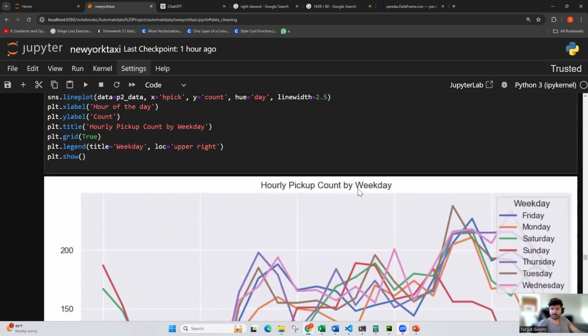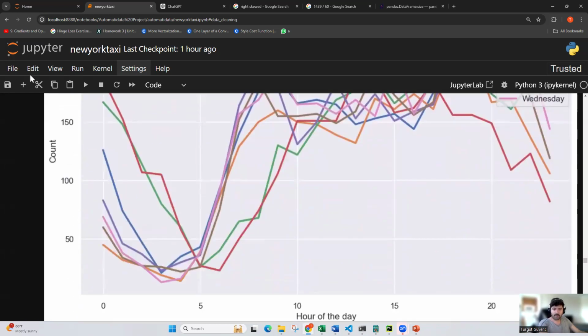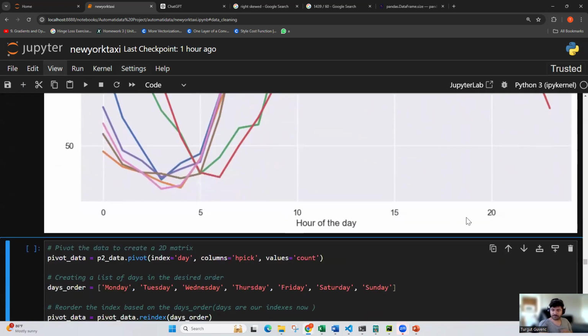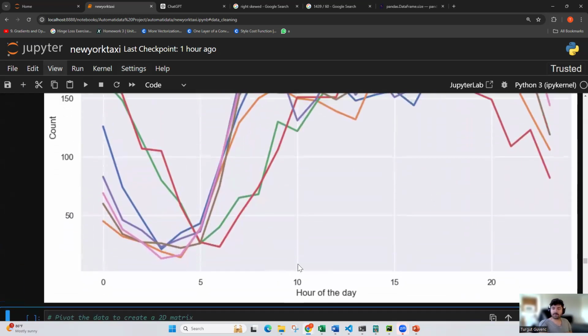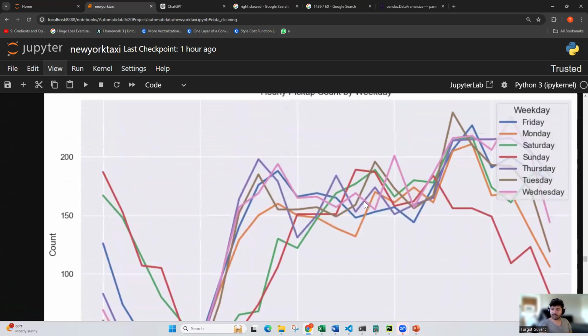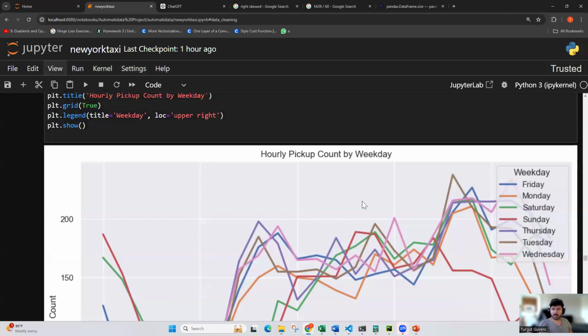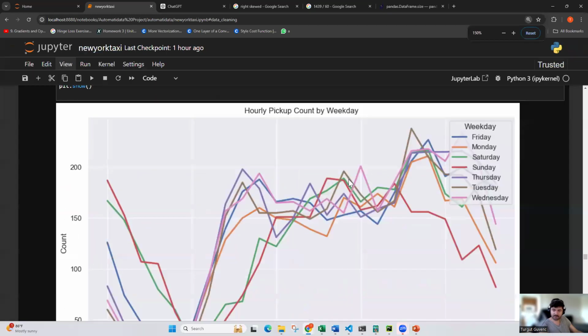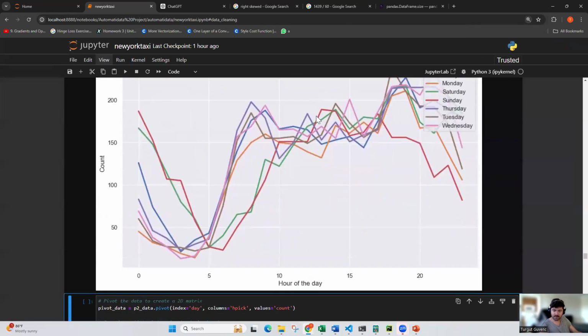What we are seeing here is the pickup count by weekday, right? And counting how many people were picked up in those hours, right? From 0 to 23, each different color represents a day here, right? So let's just check it here. Let me just make it a little bit smaller so you guys can see it better.